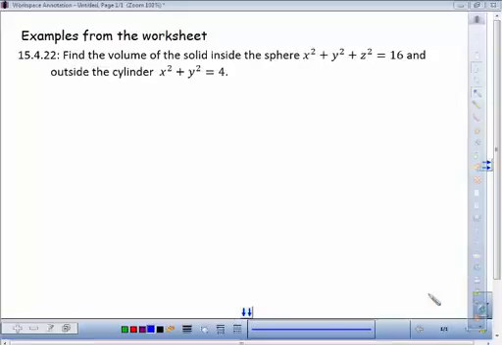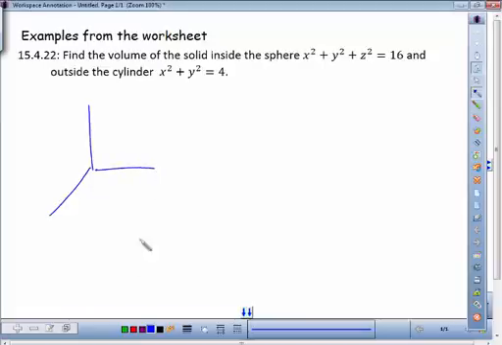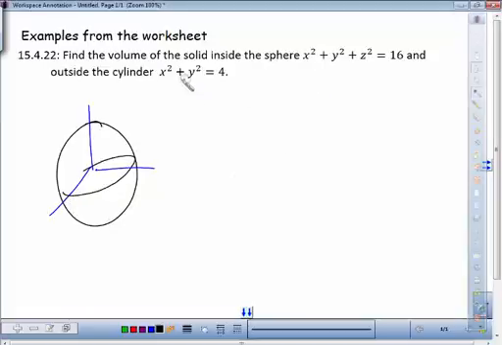Without a graphing program, let's see if we can tackle this problem. We want to find the volume of the solid inside of the sphere and outside of the cylinder. Let's see if we can get a visual of that. We have a sphere. Let's put the sphere here. And the cylinder, the sphere has radius what?